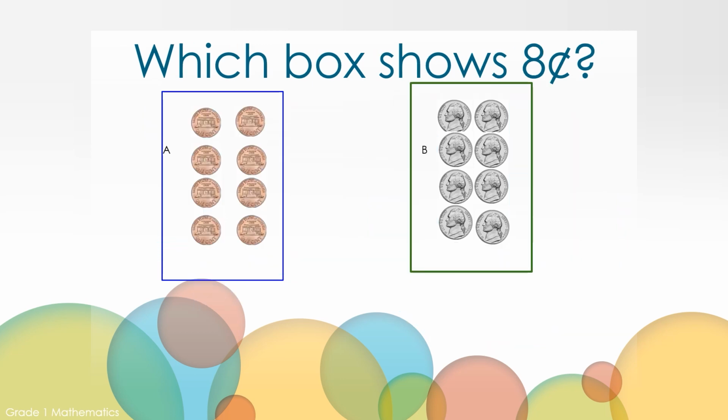Let's do a quick check for understanding. Which box shows 8 cents? A, the blue box, or B, the green box. You can use your paper or your counters to show your thinking.